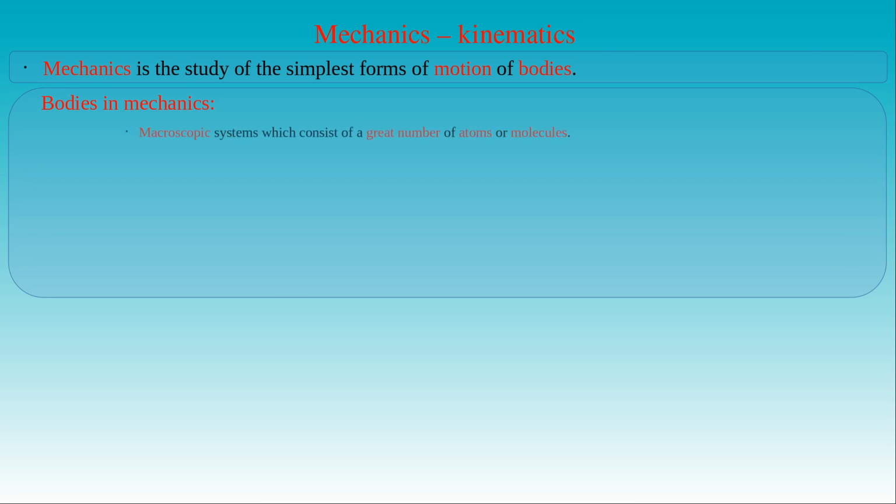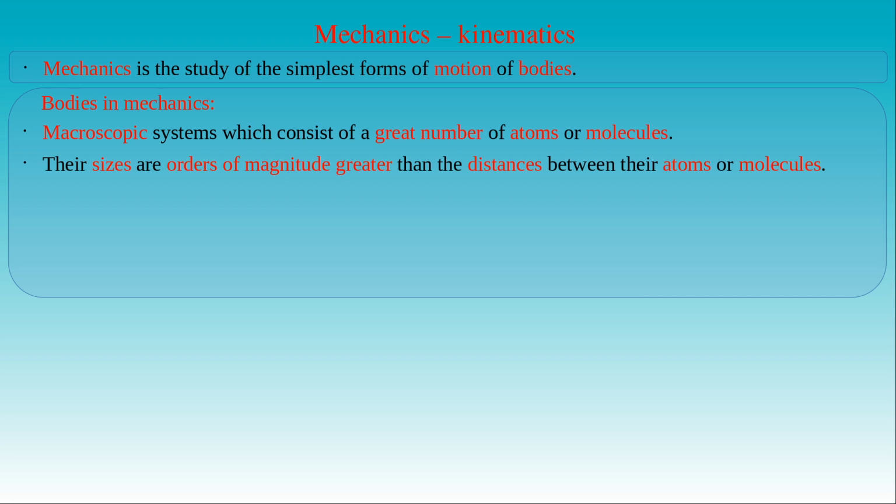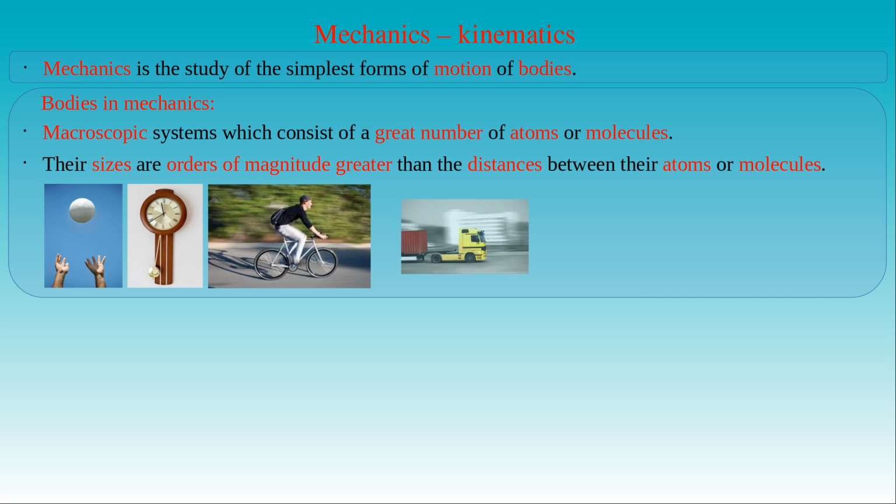Bodies are macroscopic systems which consist of a great number of atoms or molecules, and their sizes are orders of magnitude greater than the distances between their constituent particles. This definition holds for any object or body which can be found in our everyday environment. Such a body is, for example, a ball we can throw or kick. Or a somewhat more complicated body, like the pendulum clock with its swinging pendulum and rotating hands. Another group of moving bodies are the vehicles, such as bicycles or trucks.